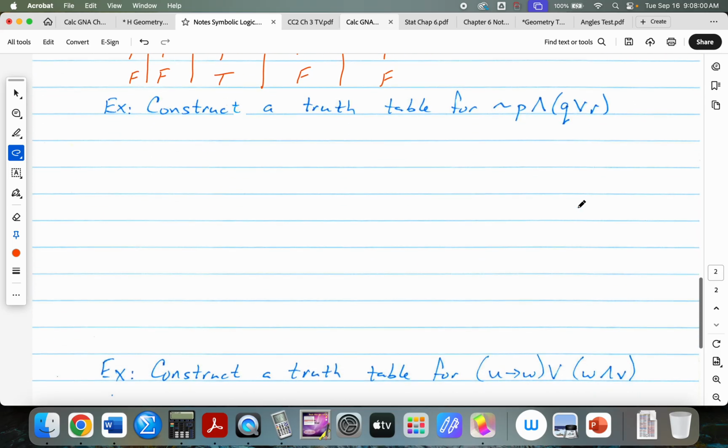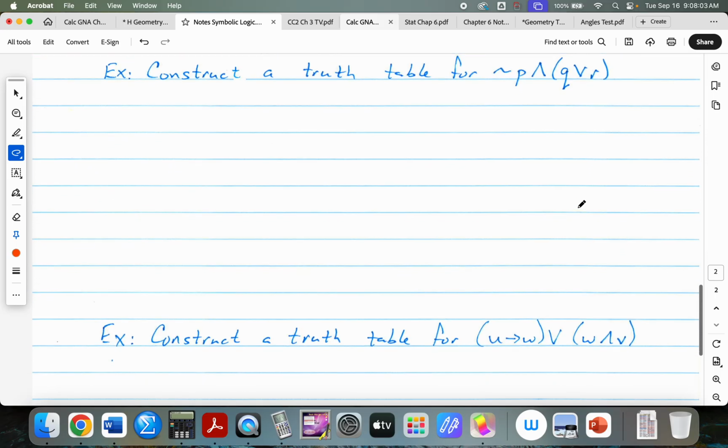All right, let's do a more complicated truth table. We're going to construct a truth table for not P and parentheses Q or R. So this time I have 3 different things, and each one has 2 possibilities. So I've got 2 to the third, which is 8 different possible combinations. Because you've got P, Q, and R.